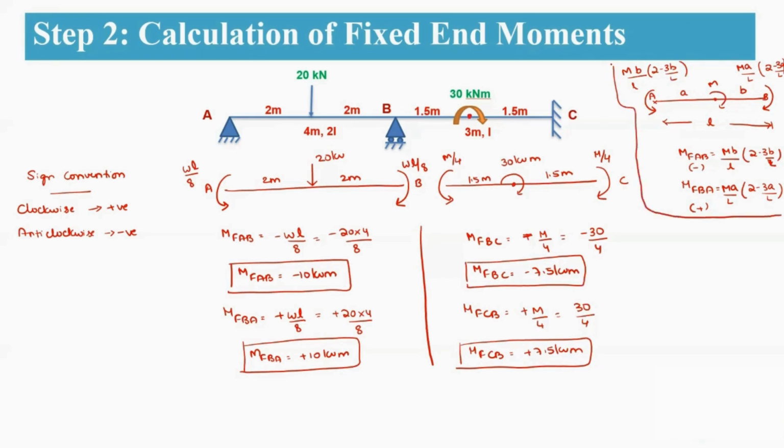So this you can use when you are having an eccentric moment. So here we are having a symmetric moment. So therefore it is M by 4 and M by 4. Okay.